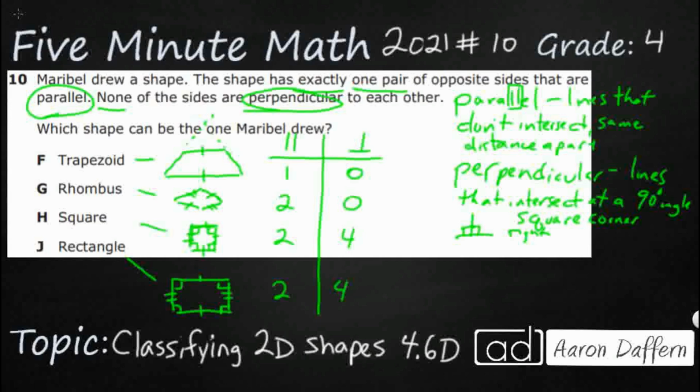So looking back at what we say here, we need exactly one pair of opposite sides that are parallel, and none of the sides are perpendicular, and we have our answer as F, trapezoid.